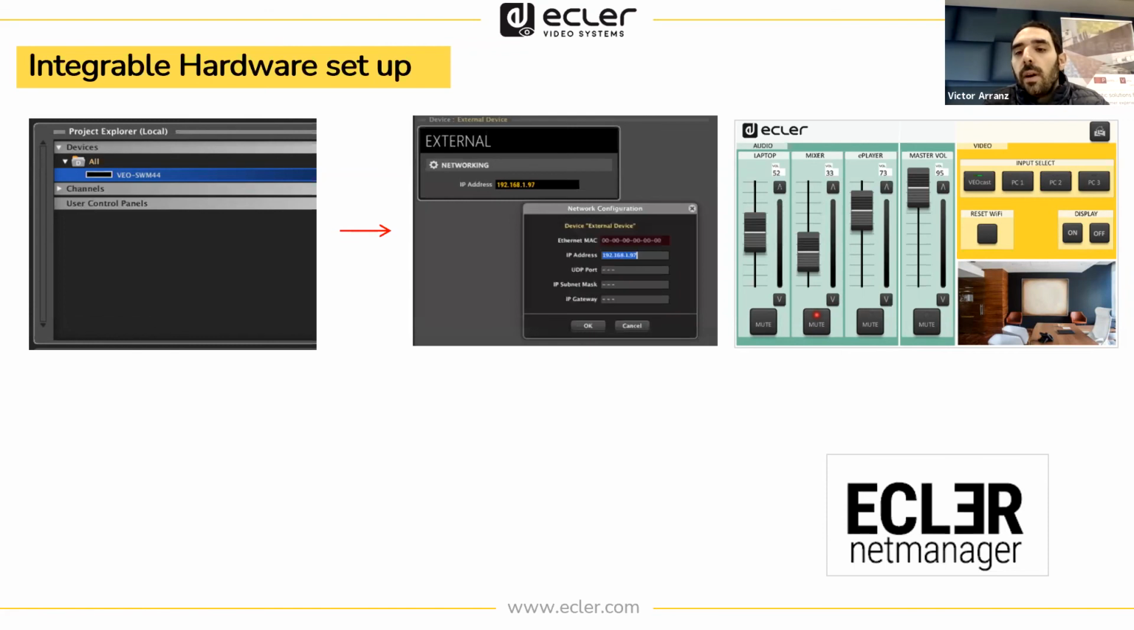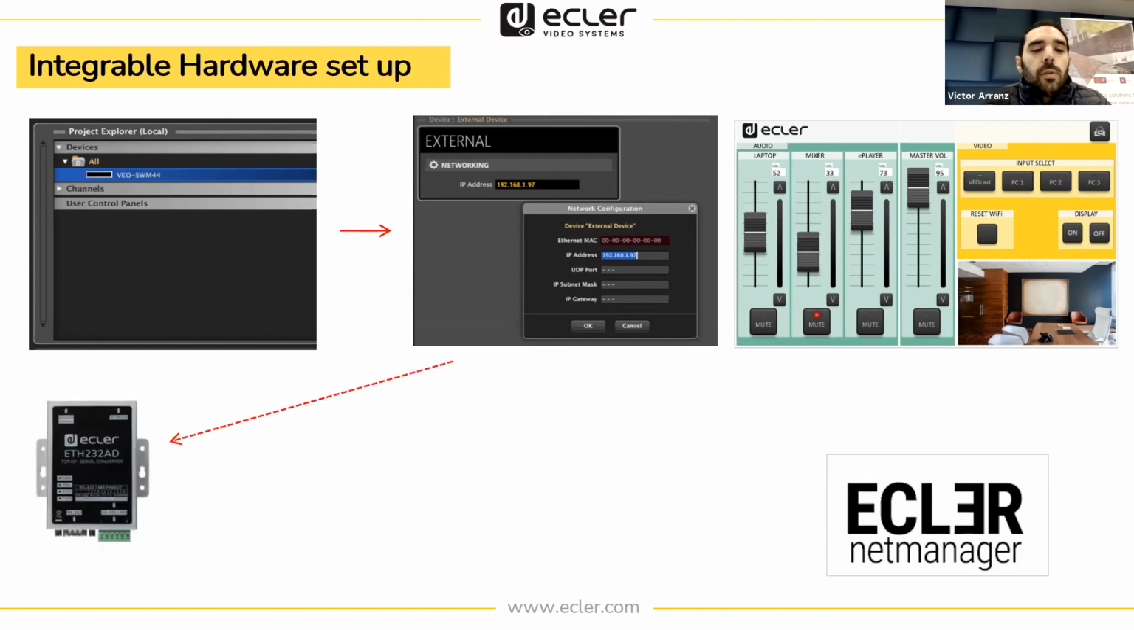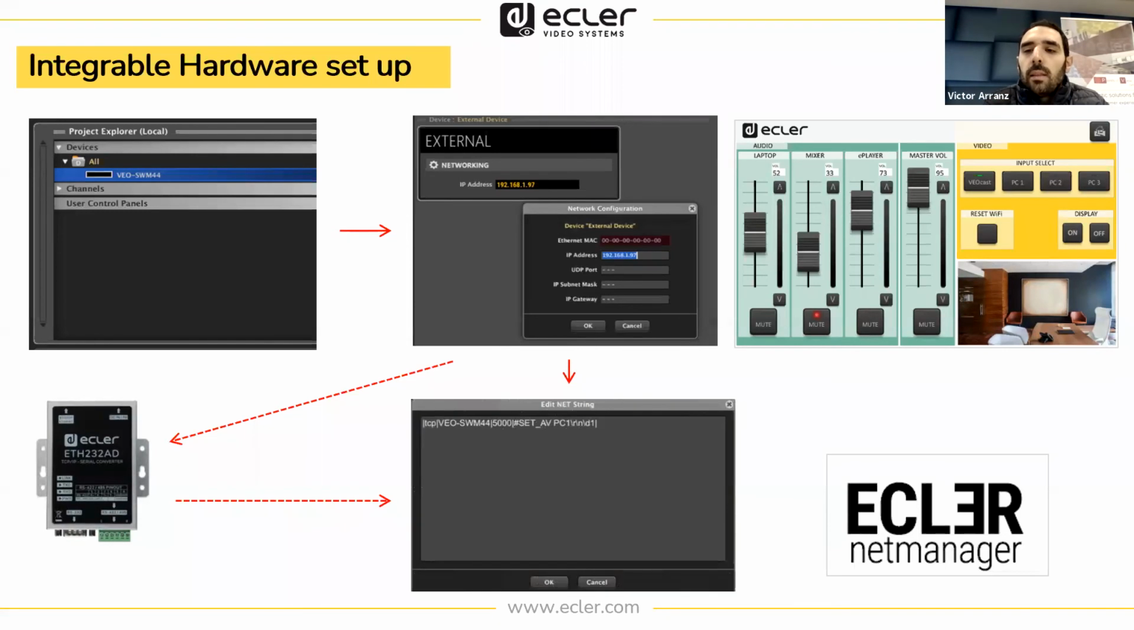Next, we can define the IP address of this device. As we said before, this particular device does not have LAN connectivity, so what we need to do is configure our ETH232 with the appropriate parameters to affect it, and then write the command that needs to be executed when triggering the button. So this is a brief recap of the steps to follow.